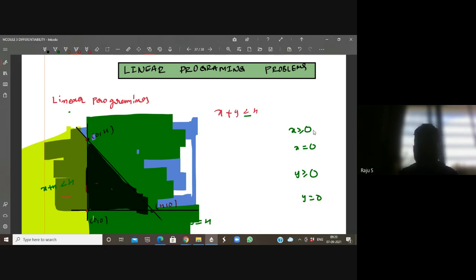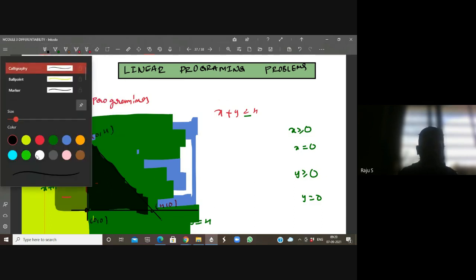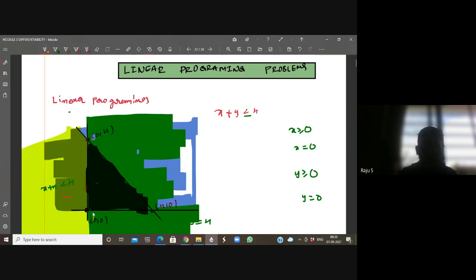Because x greater than or equal to 0, y greater than or equal to 0 means only the first quadrant. The area belongs to the first quadrant. In the first quadrant, this area belongs to x plus y lesser than or equal to 4. So nothing but this is the required feasible region. There are three points there.